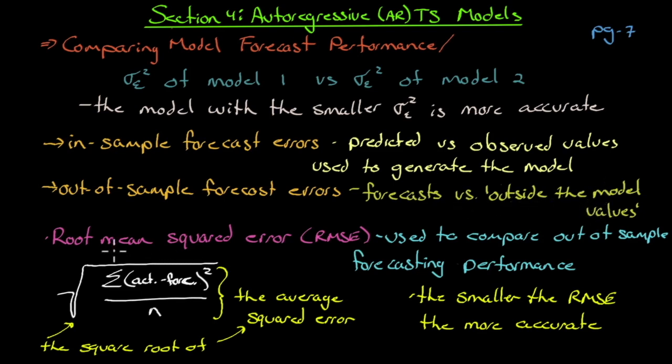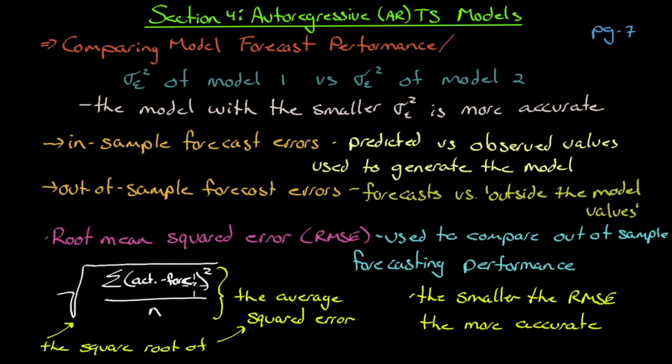And here we will calculate something called a root mean squared error, RMSE. You can have your statistical package output an RMSE as well. It's used to compare out-of-sample forecasting performance. So it looks like this. Let's break it down. This is basically the square root of the average squared error. That sounds kind of confusing, right? It's like my brother's uncle's sister's nephew. The square root of the average squared error.